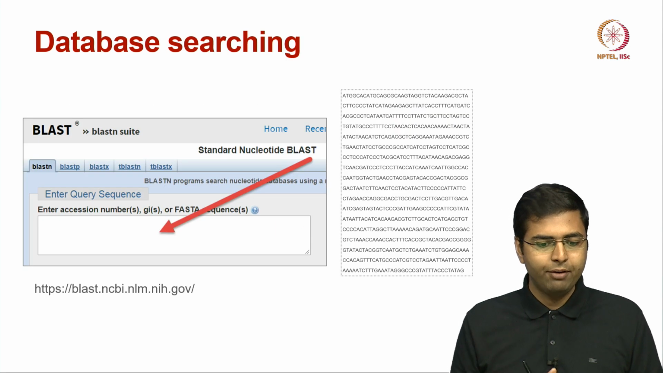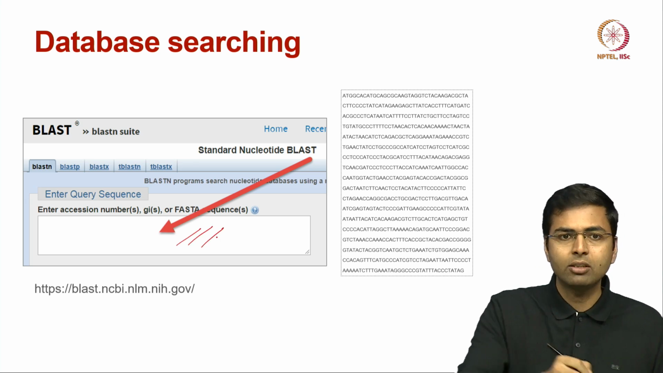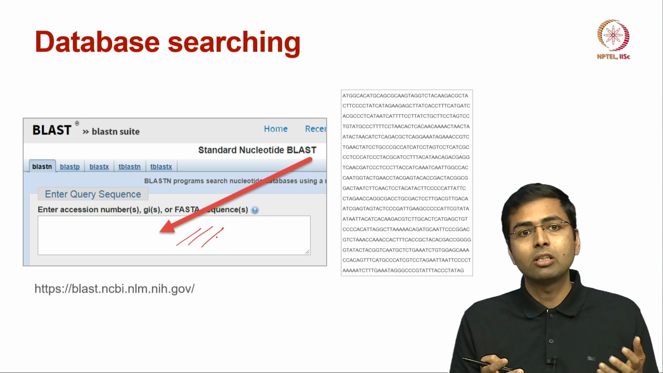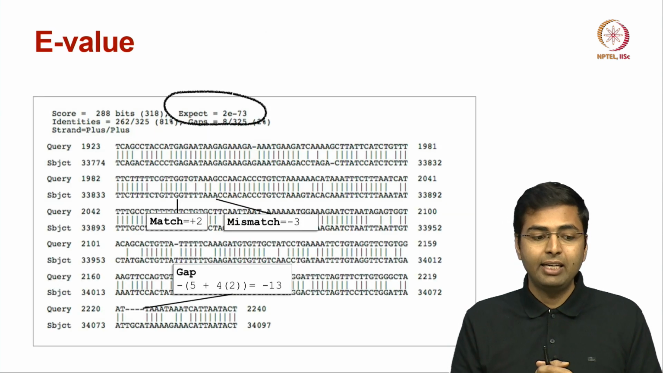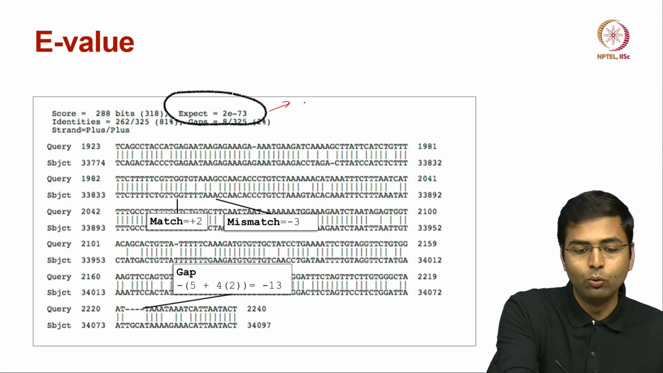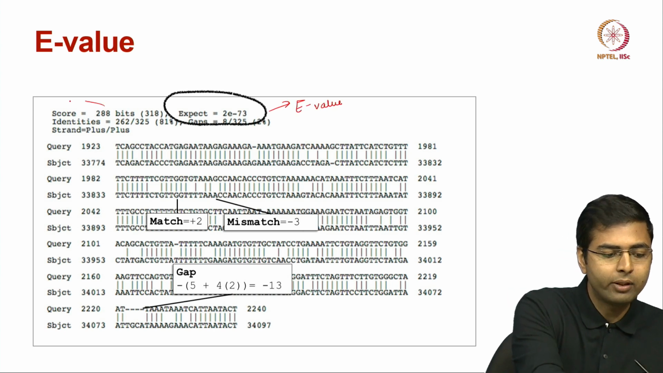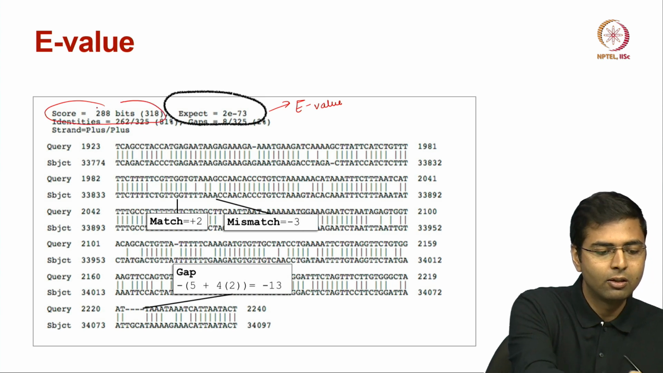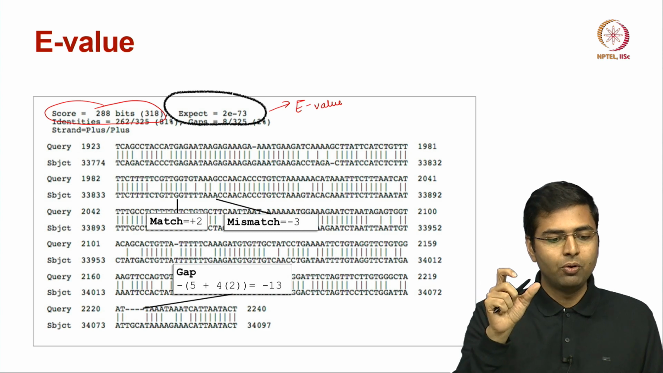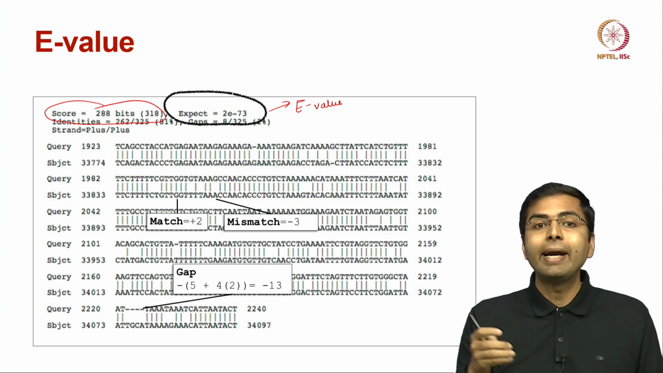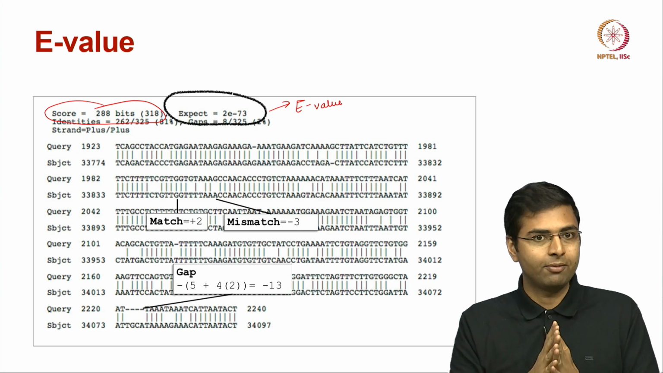As an example, as I mentioned, we can feed the sequence in this text box, and this algorithm will give us the database hits. Along with the database hit, it will always also give you the E value. Corresponding to the alignment score, it will give us the E value, and that E value will guide us whether the observed alignment score is statistically significant or not.